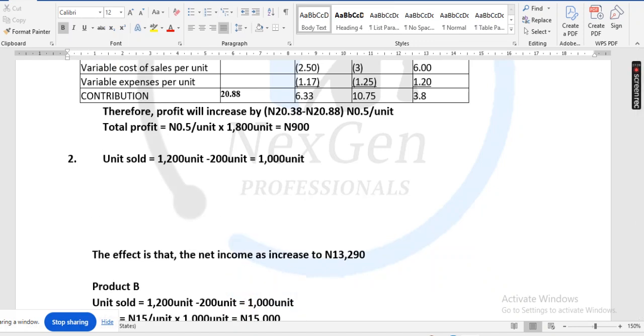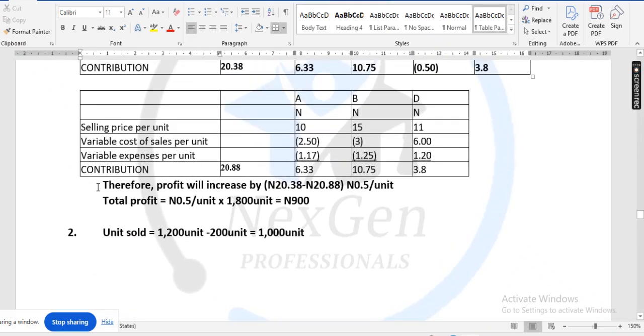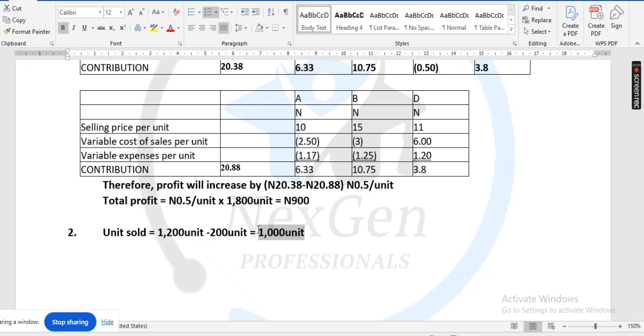So, class, are we still together? So, product B now, there will be a decrease in the product. Now, the question is, if we discontinue it, what will be the impact on the profit, right? Now, like I said, there are two approaches to this. It means that the units of product B will reduce to 1,000 units. Is that not so?